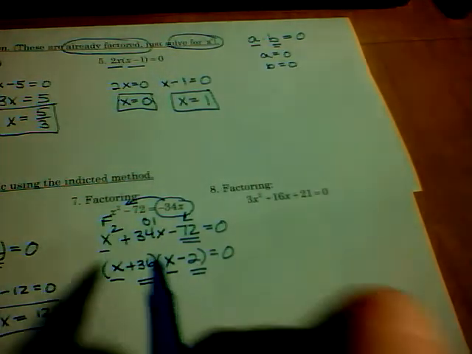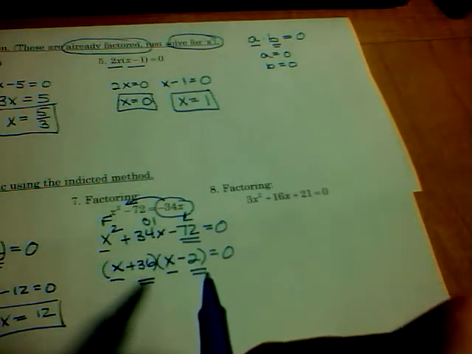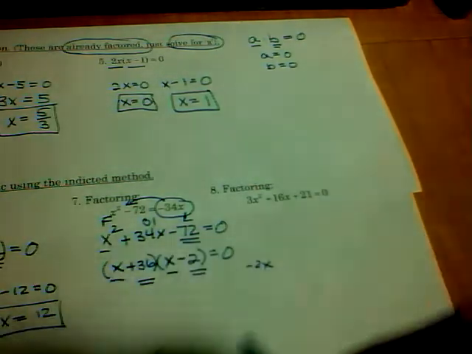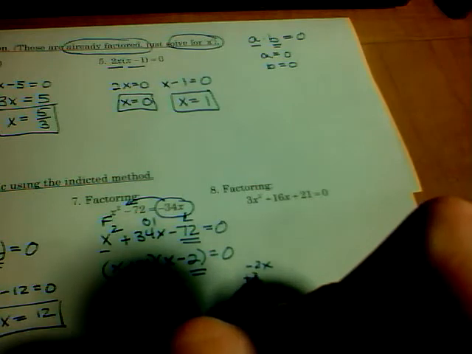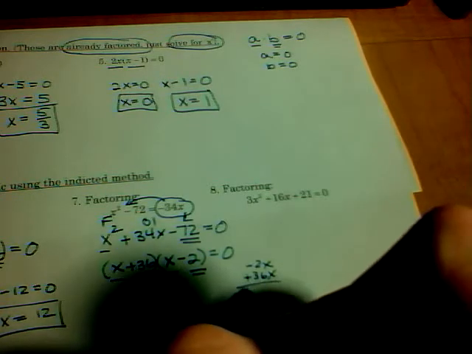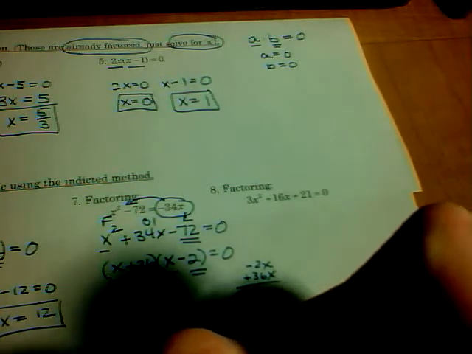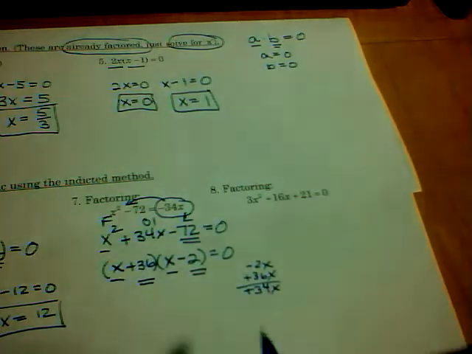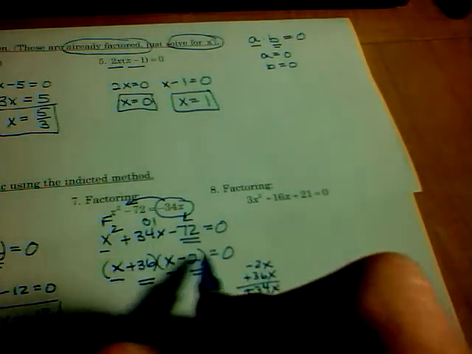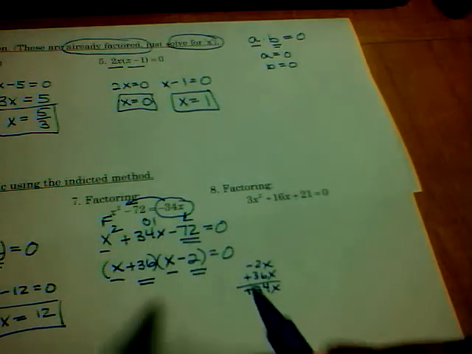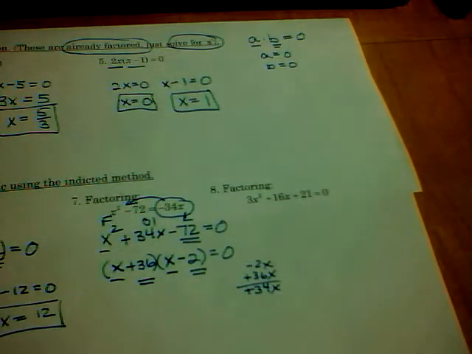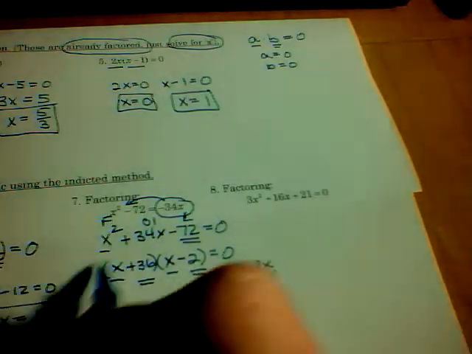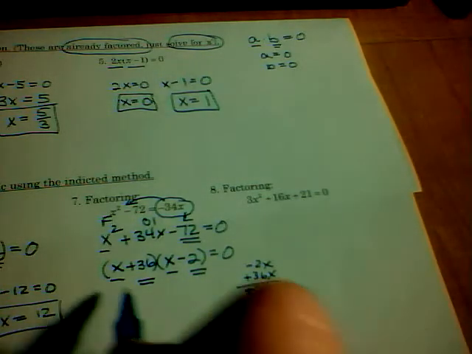X times x is x squared. X times negative 2 is negative 2x. 36 times x is positive 36x. And of course, those will combine together to get you positive 34x, which is what we wanted. And then the last terms, 36 times negative 2 gets you negative 72. So we've got our quadratic factor.